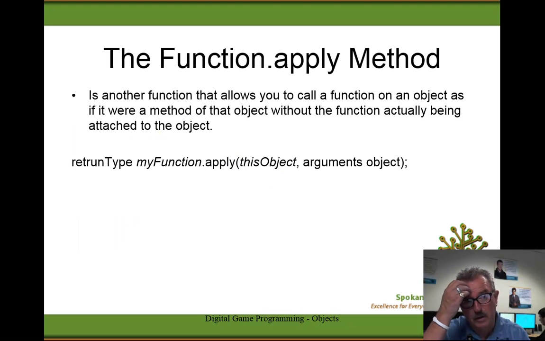Then we have this function method called apply. This is a method for the function. It's basically another function that allows us to call a function on an object as if it were a method of that object, without the function actually being attached to the object. So let's take a peek at this one. The general form is shown on the slide.